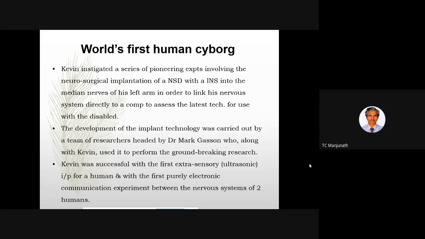The development of the implant technology was carried out by a team of researchers headed by Mark Gasson, who, along with Kevin, used it to perform groundbreaking research. He was the first scientist in the world to successfully work with extrasensory ultrasonic input for a human, with a purely electronic communication experiment between the nervous systems of two humans. So what the other person is thinking about me, we can identify by incorporating a chip into his hand.